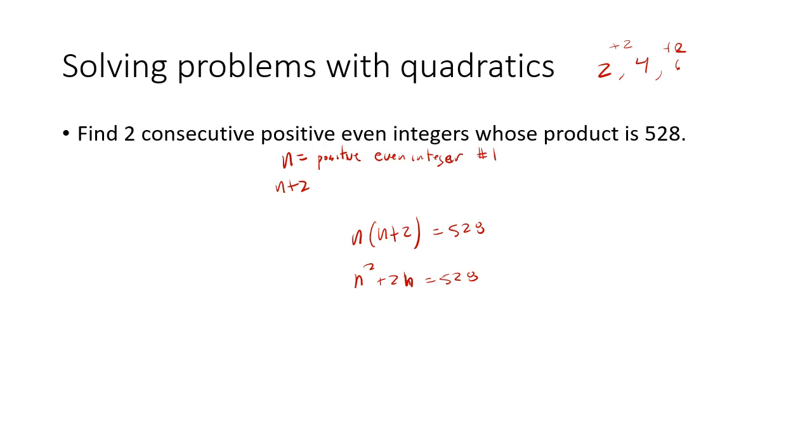Now this is a quadratic: n squared plus 2n equals 528. I'm going to opt to do this by completing the square. So I'm going to have to add 1 to both sides. So n squared plus 2n plus 1 is equal to 529. So n plus 1, quantity squared, is equal to 529. And if I square root both sides, n plus 1 is equal to the square root of 529.